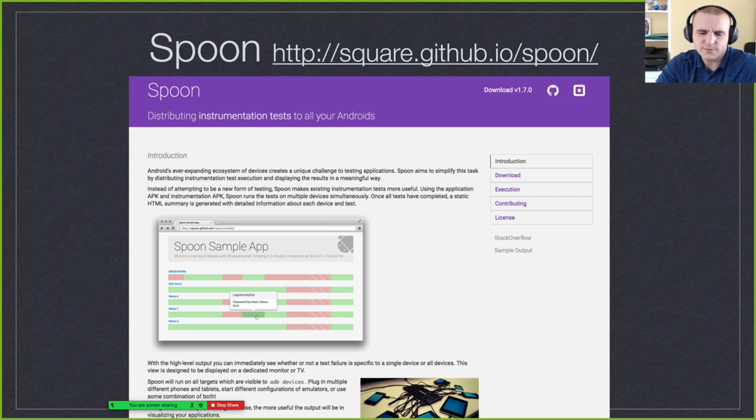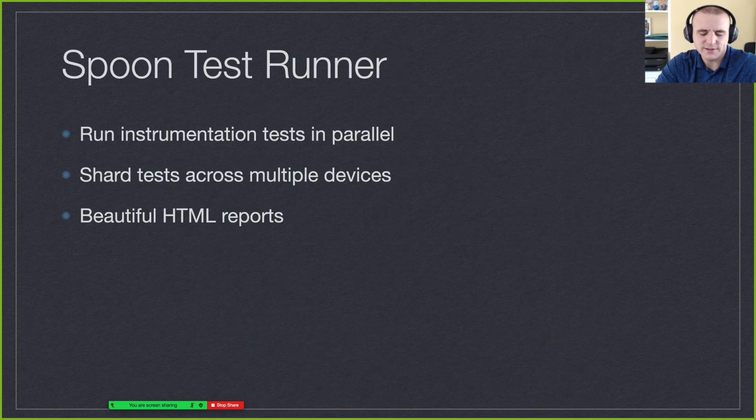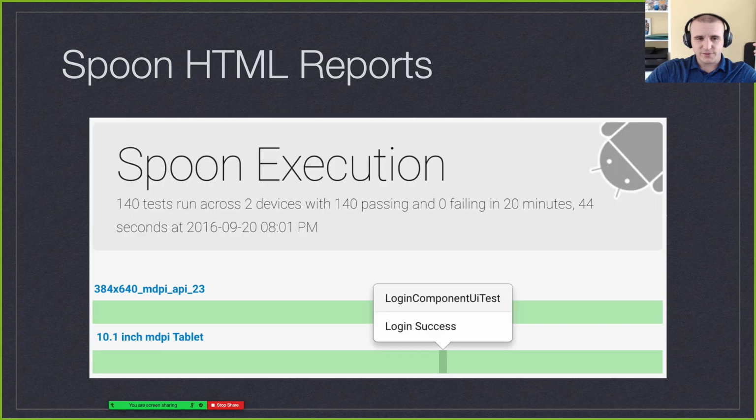It was something generated by Square a while back. It's out there on GitHub. You can check it out, and we use that to create our HTML reports. They have their own test runner in there that lets you run all your tests in parallel if you want to, and it generates nice reports.